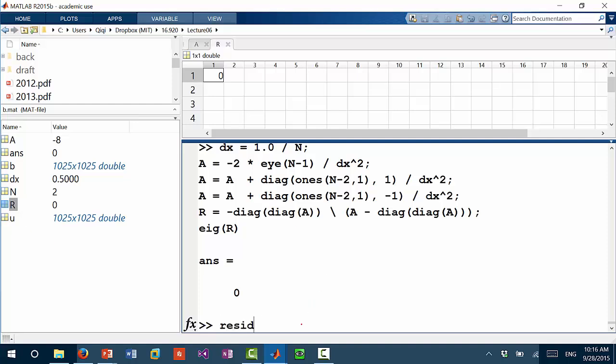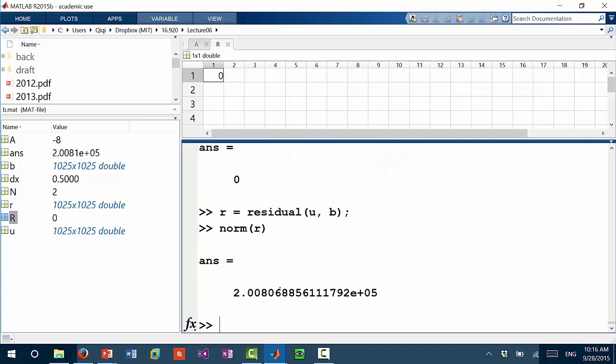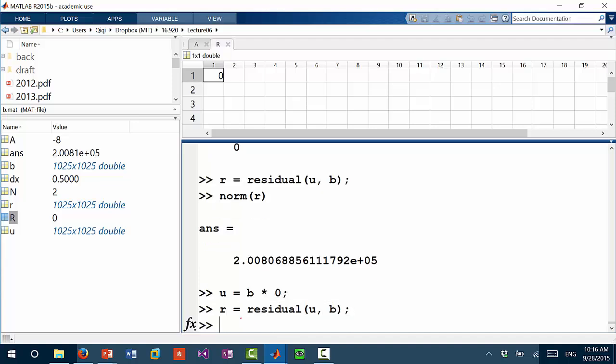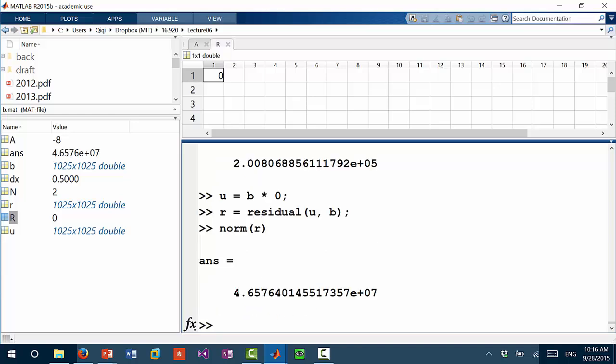So if you call residual of U, B, the residual should be pretty small, but it won't be negative. So if you do norm of R, why is that? Okay, so let me see. U is equal to B times 0. R is equal to residual, norm of R. Okay, sure. So the initial norm of R is huge. That's actually the residual of the right-hand side. That's the residual if you plug in a 0 initial condition.